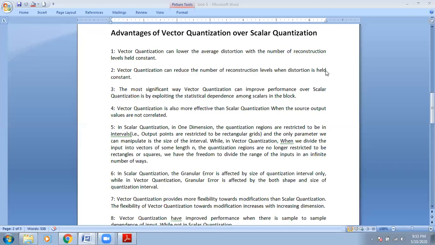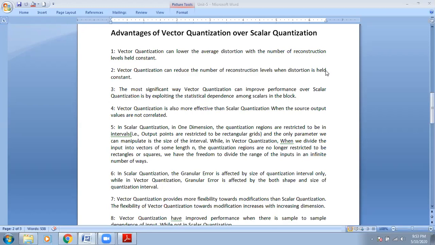Third, the most significant way vector quantization can improve performance over scalar quantization is by exploiting the statistical dependency among scalars in the block. Vector quantization is also more effective than scalar quantization when the source output values are not correlated.